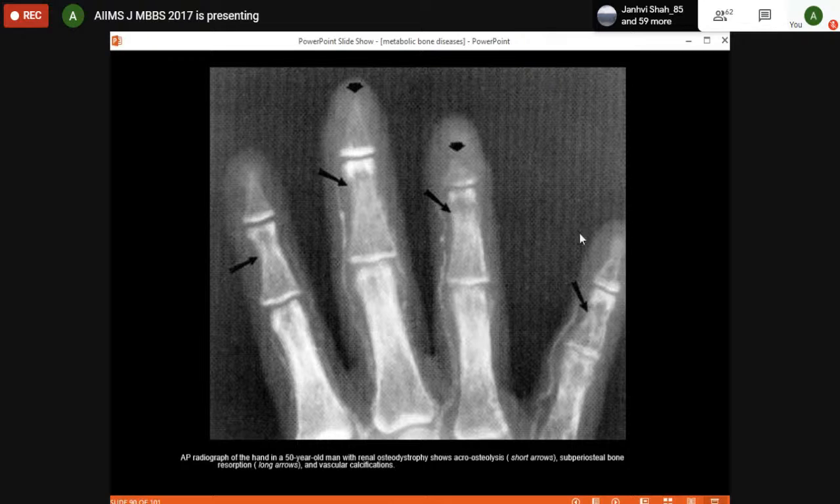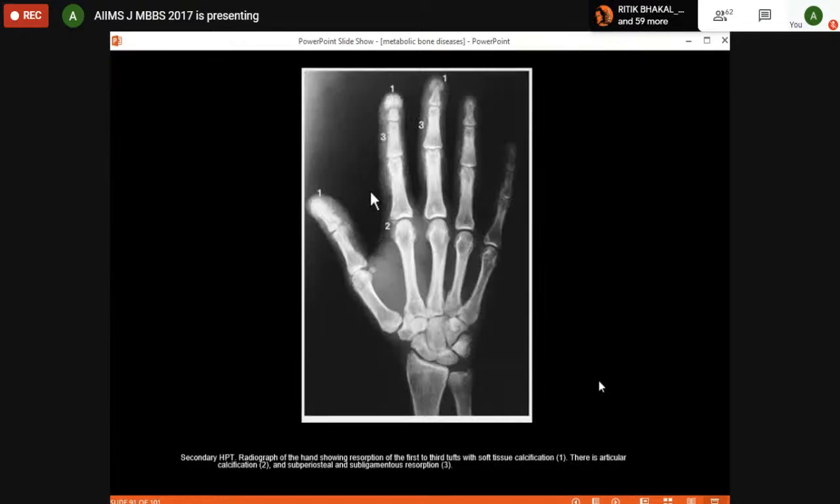As I have already told you, that AP radiograph of hand is showing acroosteolysis of the distal phalanges, as well as subperiosteal bone resorption over the radial aspect. And here you can also appreciate vascular calcification. These are small vessels which are calcified. You can see small lines which are calcified. And this is the radiograph of hand showing resorption of the first to third tufts with soft tissue calcification. There is articular calcification as well as subperiosteal and subligamental resorption as well.